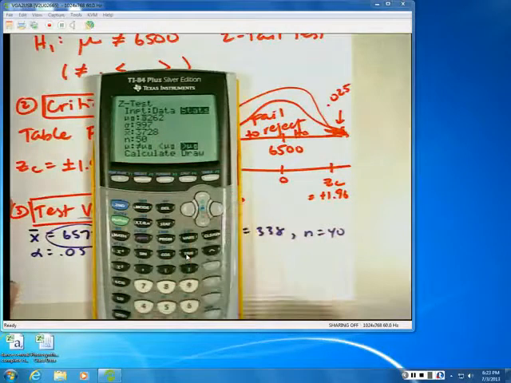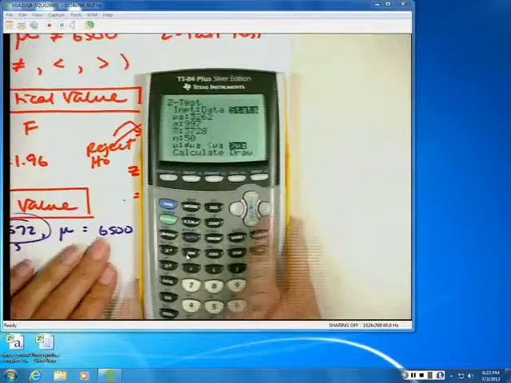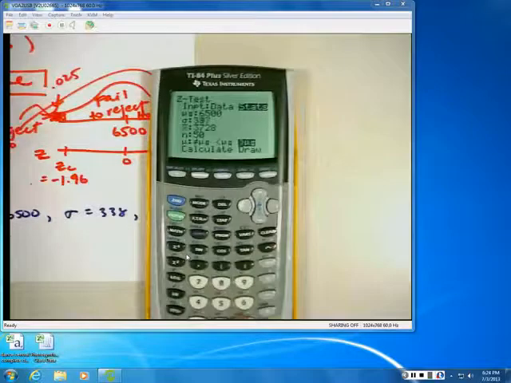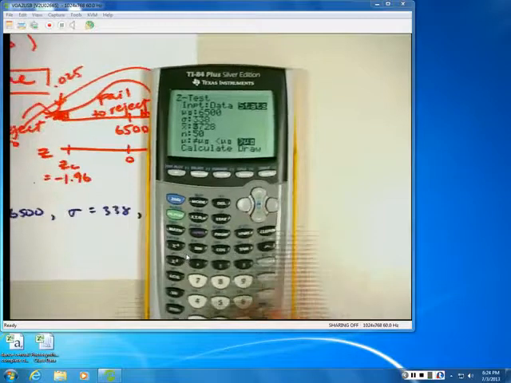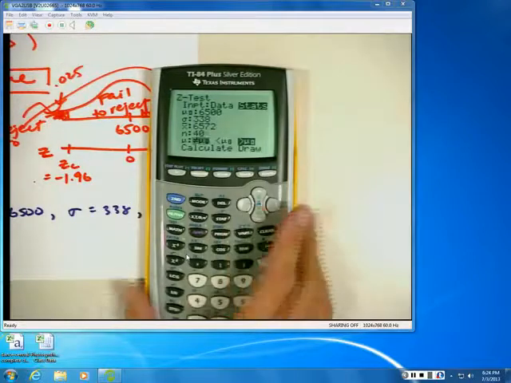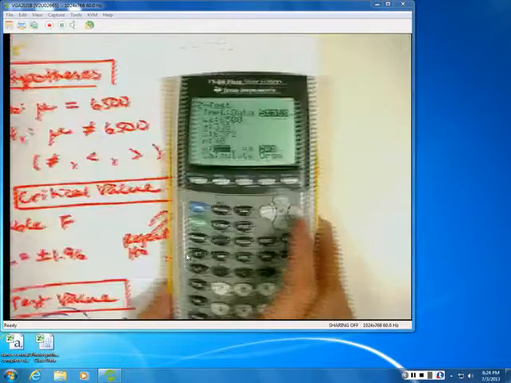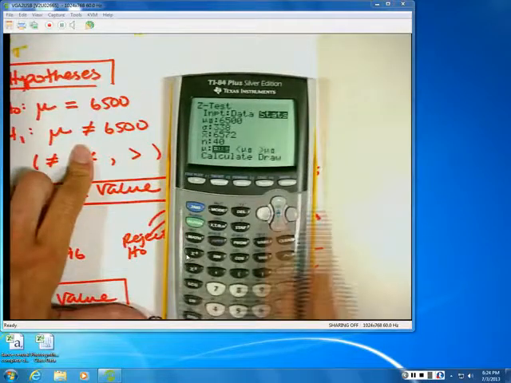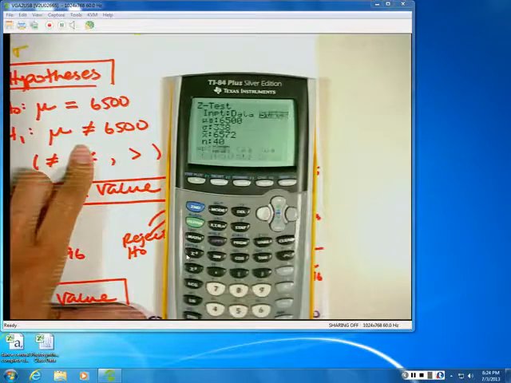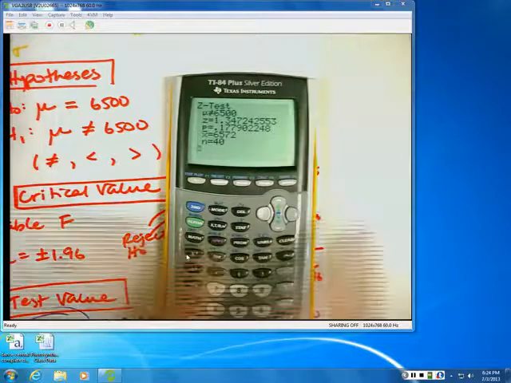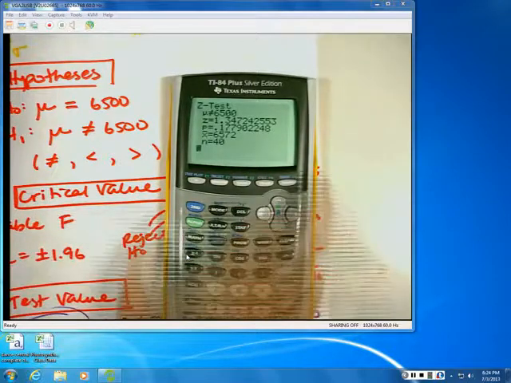So I actually have a mu, which is 6,500. My standard deviation was 338. The sample mean was 6,572. I had 40 as my sample size. And my alternative hypothesis is not equals. So I hit enter to choose that is not equals, down, and then enter to calculate. And the calculator gives me my test z-score, 1.34.